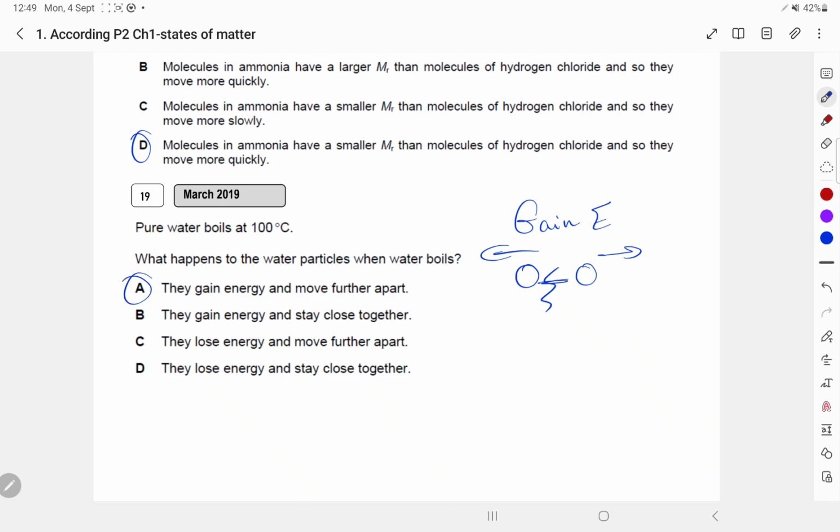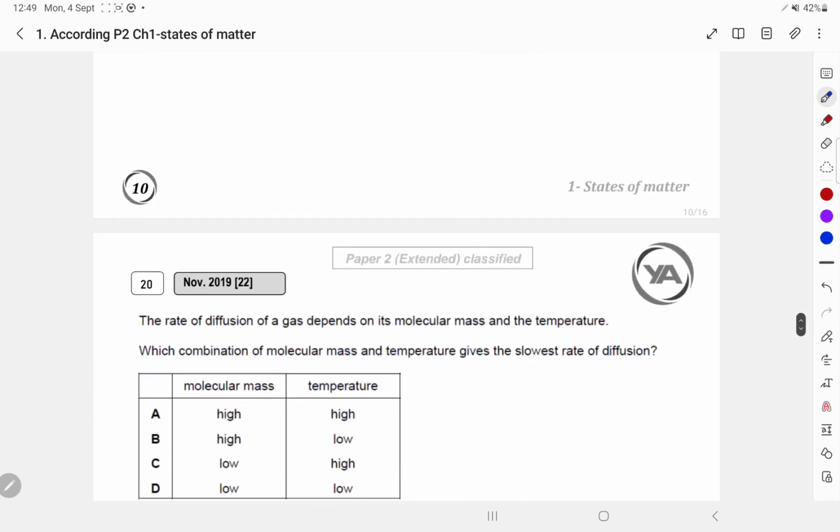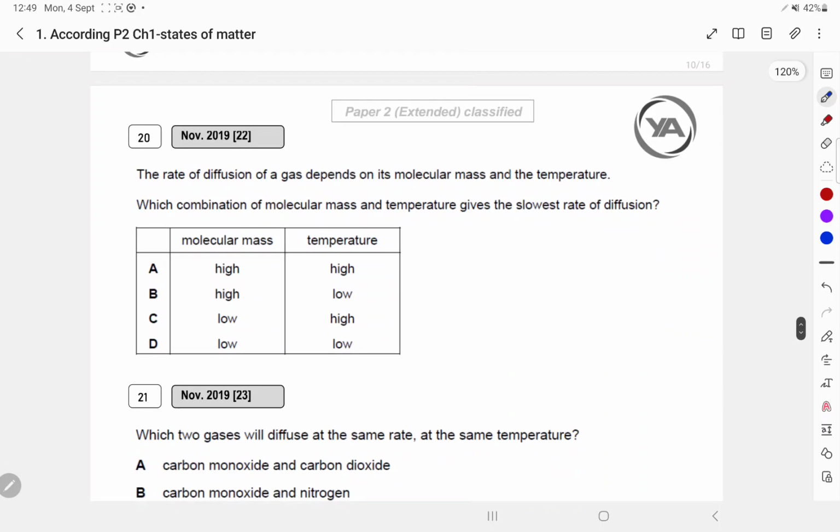So we will choose A. They will gain energy and move further apart. Okay, the rate of diffusion of a gas depends on its molecular mass and temperature. In which combination of molecular mass and temperature gives the slowest rate of diffusion?